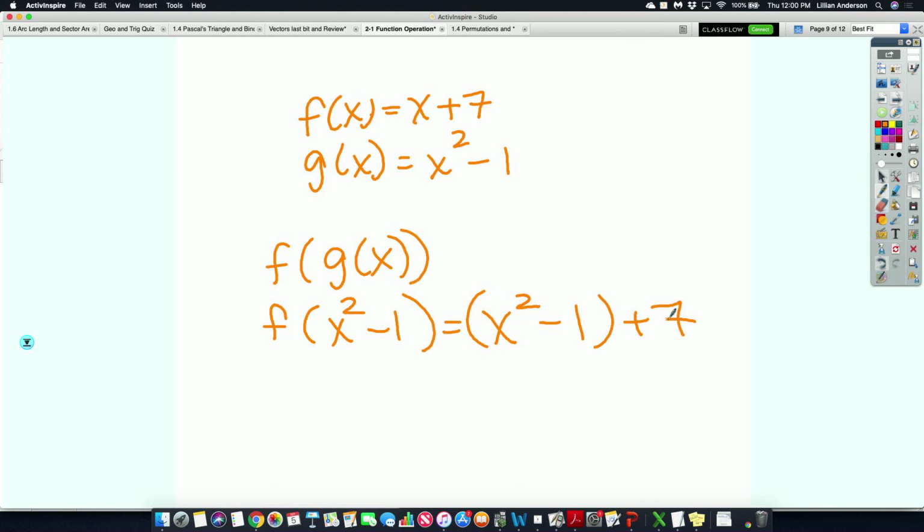Now really these parentheses are just there for that visual. I plug that in for x. But since I'm just adding a 7, that's going to go away. So my final answer is going to be x squared plus 6. Questions? Okay, so be careful, all right? I wanted to make sure I showed you one where there was nothing there. It was literally just that, okay? You try.